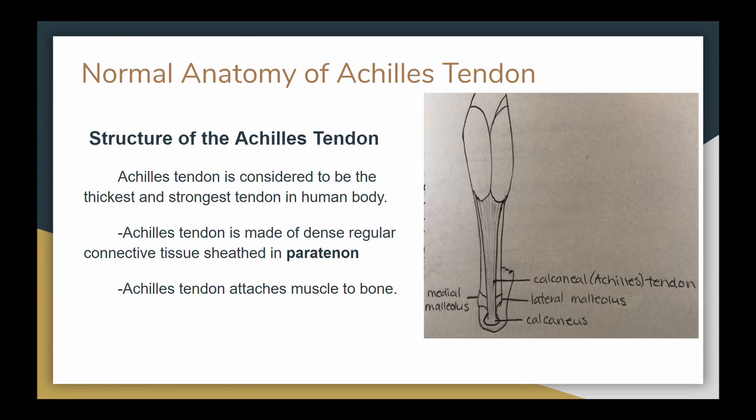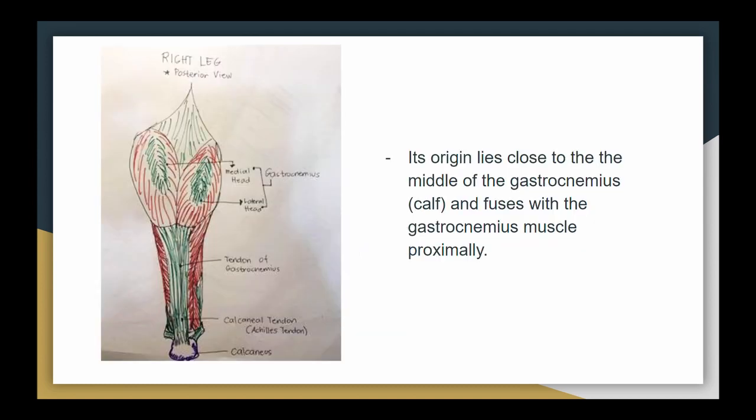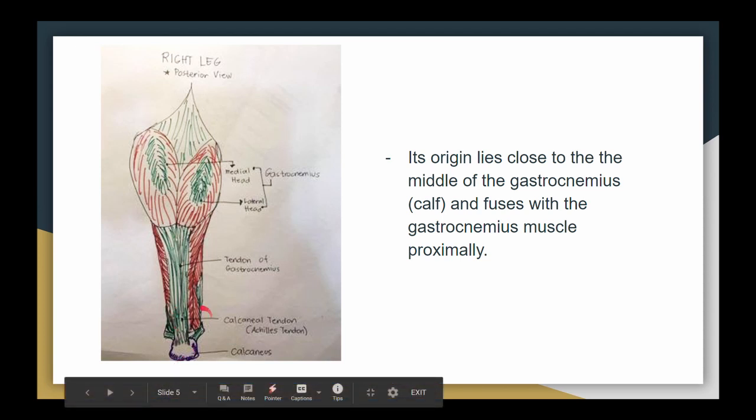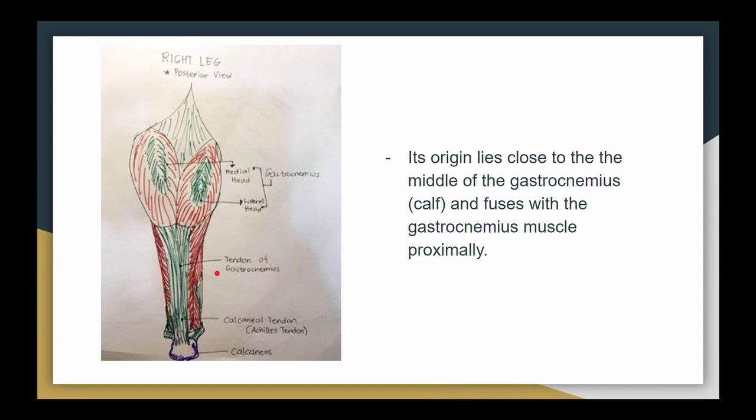From the past classes, we knew that dense connective tissue is made up of closely packed bundles of collagen fibers that run in the same parallel direction. And the tendon attaches muscle to bone. In this picture, you can see the origin of the Achilles tendon, which is on this side. It fuses with the tendon of the gastrocnemius, also known as the calf.